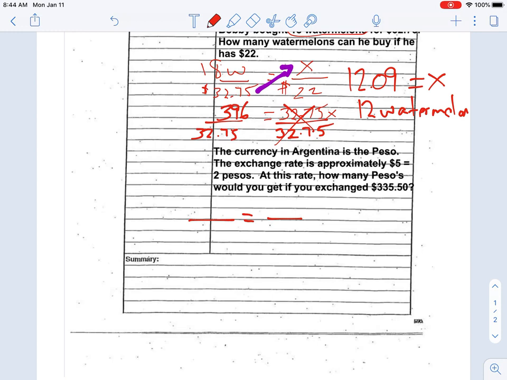Now, if you're wondering what this all means in this problem, currency is just money. So when you go to a different country, you can't pay with American dollars. You have to have money that's in that country's currency. In other words, the peso. If you go to Europe, you have to have euros. If you go to England, you have to have pounds. So it's just a different kind of money.